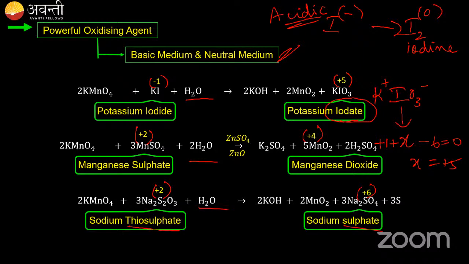Got it? The first reaction was asked previously. This is very important. The other two are also very important. So here we are completing the oxidizing property of KMnO4 in acidic, basic, and neutral medium. I hope this is very clear to all of you. The next topic is uses of potassium permanganate. So shall we go to the uses topic, my dear students?